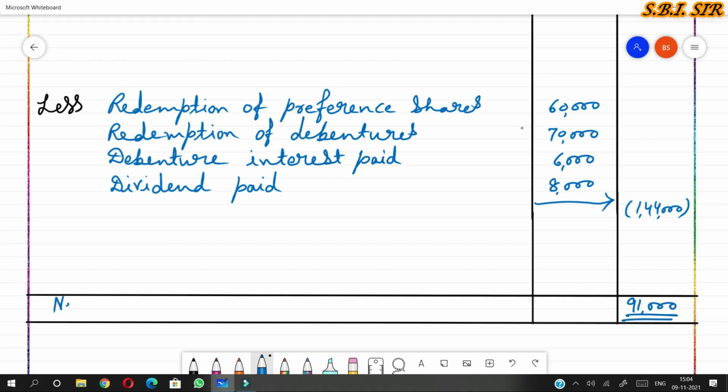Then we get net cash flow from financing activities.